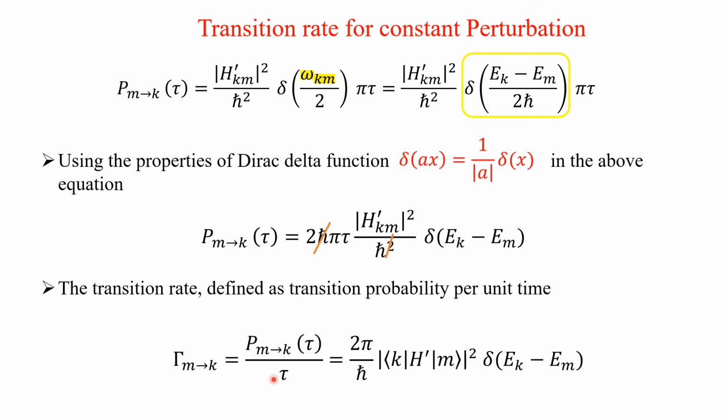So this tau will come to the left hand side, which is equal to, by definition, gamma m2k is equal to P m2k, which is a function of tau, divided by tau, which will be equal to 2 pi over h cross. This h cross will come. Of course, by definition, this h cross km whole square is nothing but the modulus square of k h prime m. Of course, this delta ek minus em. Of course, we have taken this to the left hand side. This is the transition probability. Sorry, transition rate.